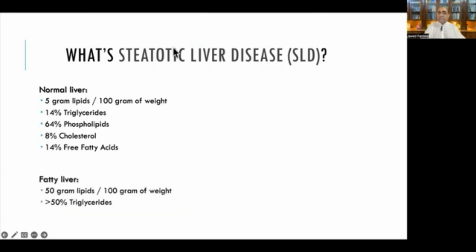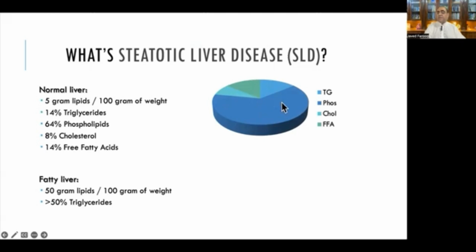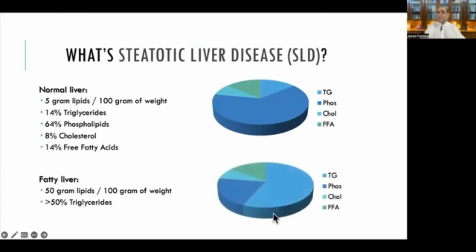While in fatty liver or steatotic liver, it is more than 50 grams of lipids per 100 grams of weight, around 10 times more. The quantity is increased at least 10 times. And normally the triglycerides used to be less than 15%. Now this is more than 50%. This is the graphical presentation. This is the triglycerides in the normal liver. But you see, this is more than 50%.